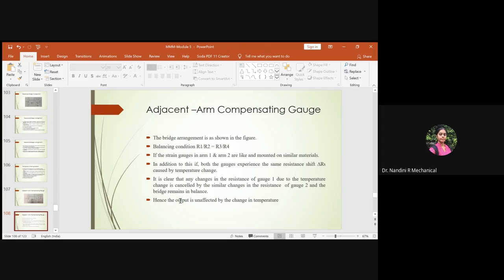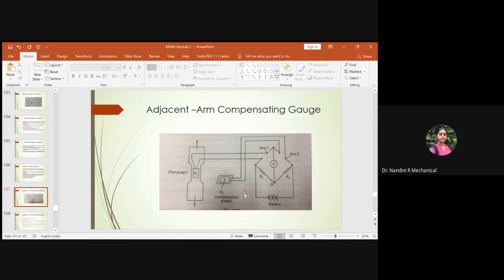And as a result, the output is unaffected by the change in the temperature. If you do not add on a compensation gauge, then the strain that you measure will keep on varying with respect to the external temperature where the device is kept. If it is at room temperature, you will get one strain value.